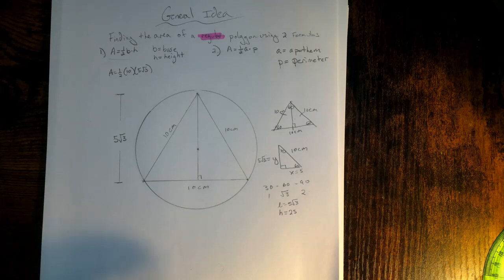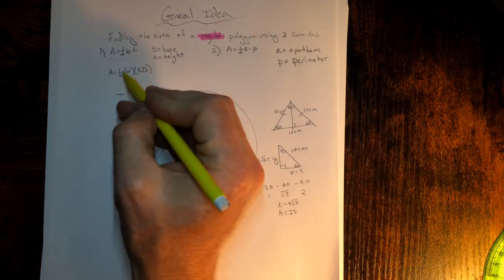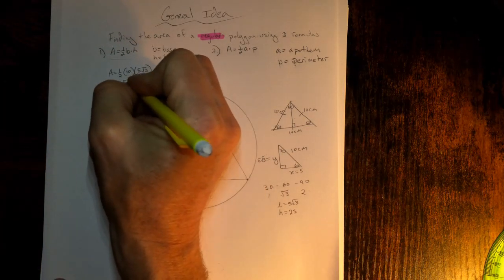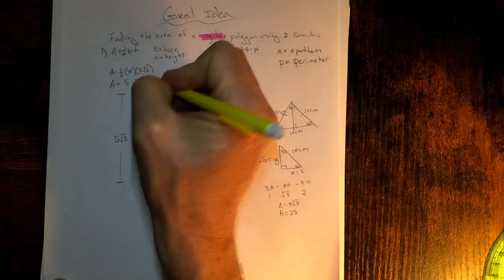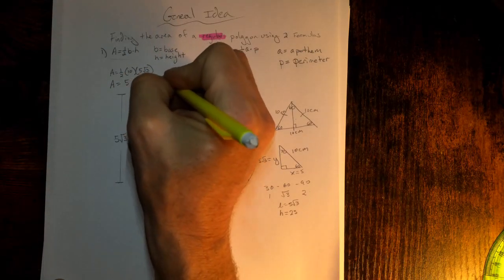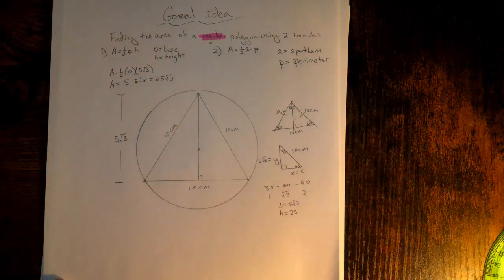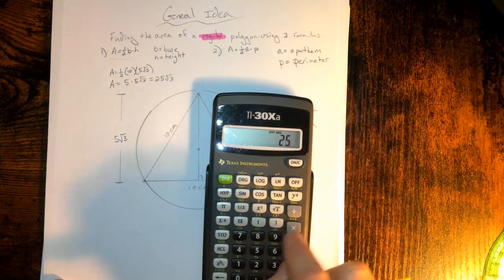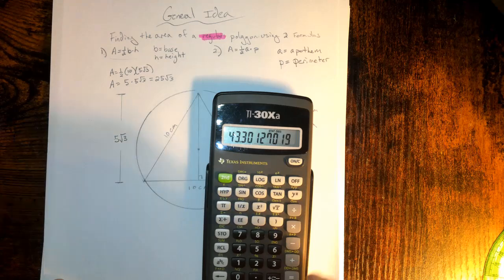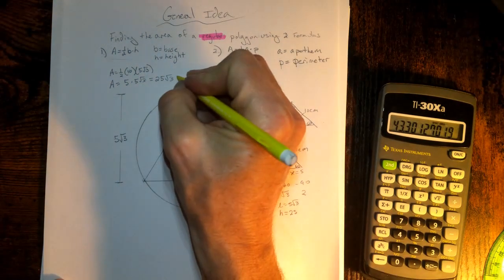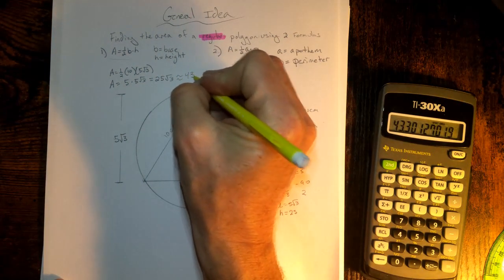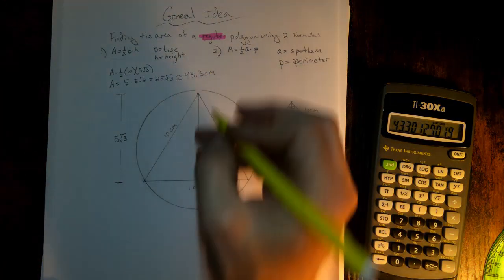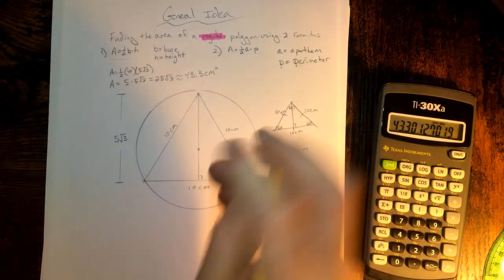Half of 10 is 5. So I get 5 times 5 square roots of 3, which is just 25 square roots of 3. If you need a calculator, 25 times the square root of 3 is 43.3. We can approximate that, so the area would be 43.3 centimeters, and since it's area, squared.